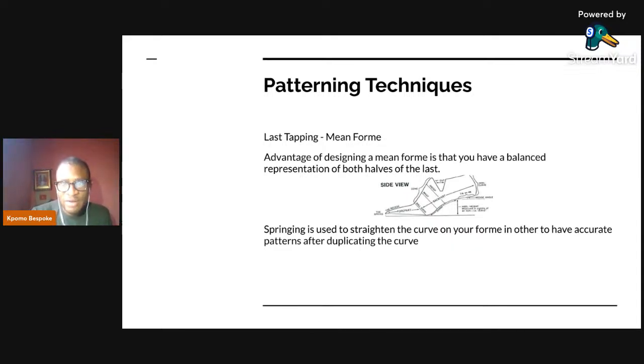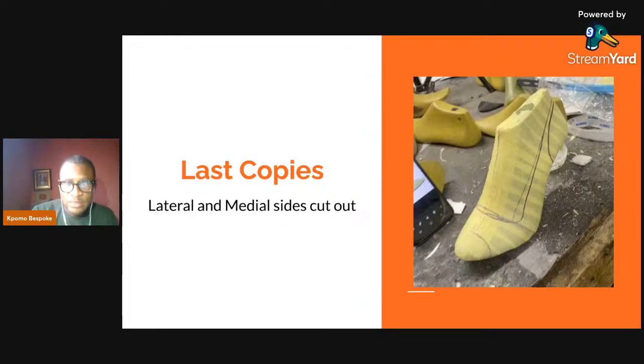This is not very relevant, but the point here is the different parts of a shoe last. This is not very clear on this slide, but you see it clearly on the next slide. Okay, so let me speak a little bit about this last.